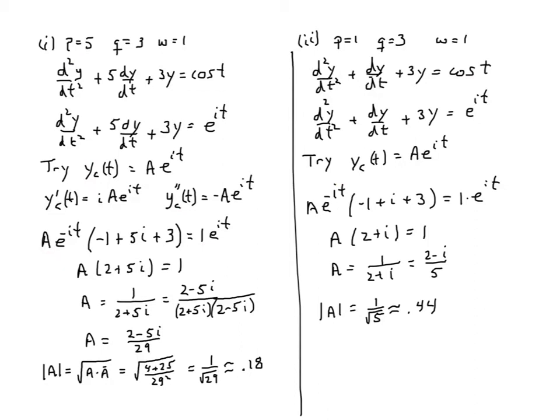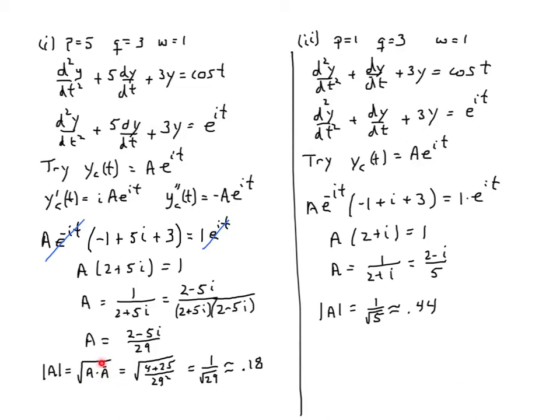Canceling our e to the it terms, we're left with the statement that a times 2 plus 5i equals 1. Divide by the 2 plus 5i, and get a real number base by multiplying above and below by 2 plus 5i. The base is 29.